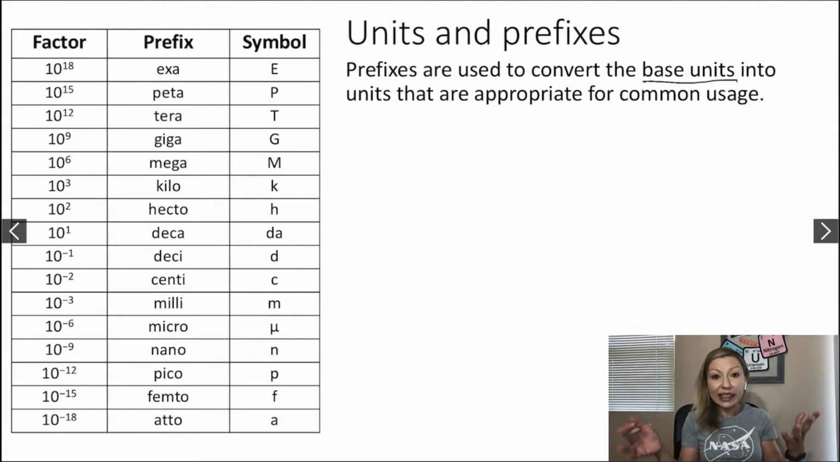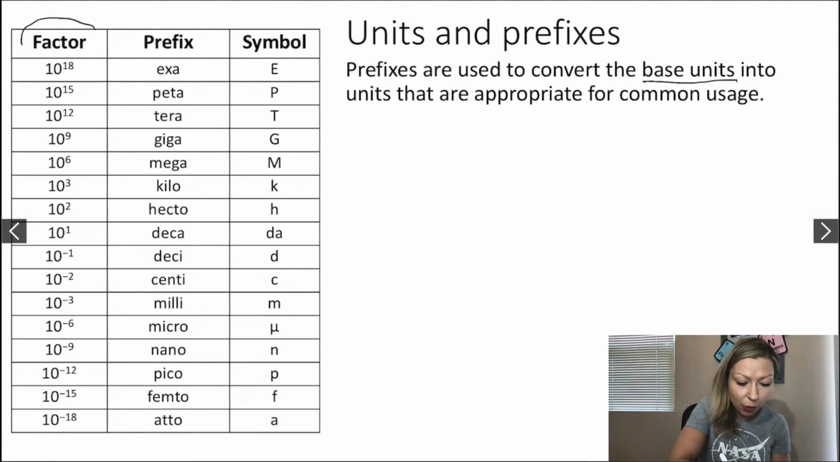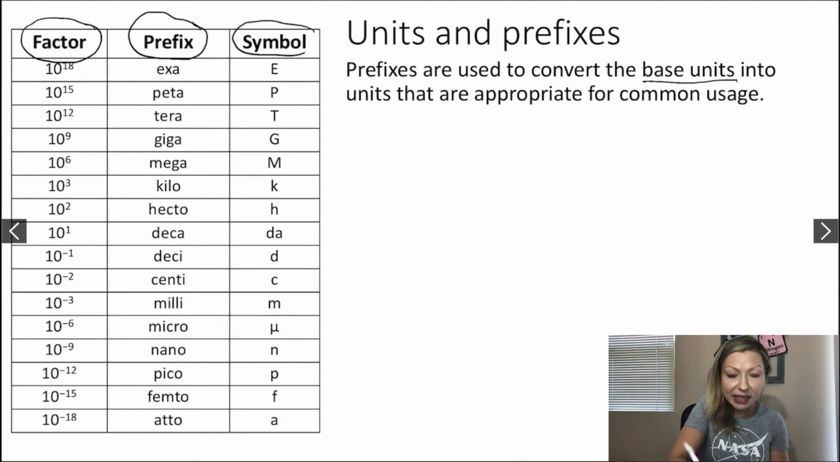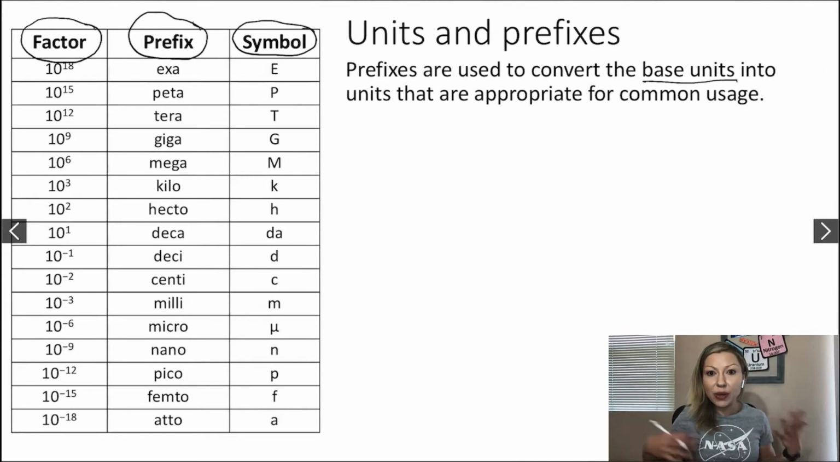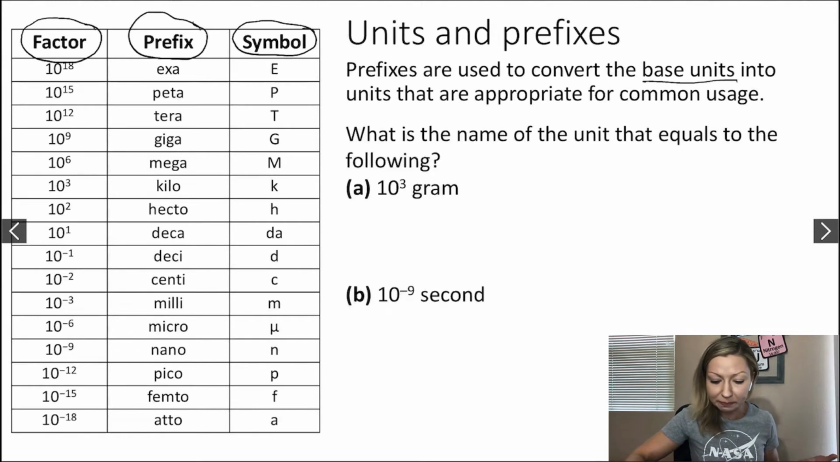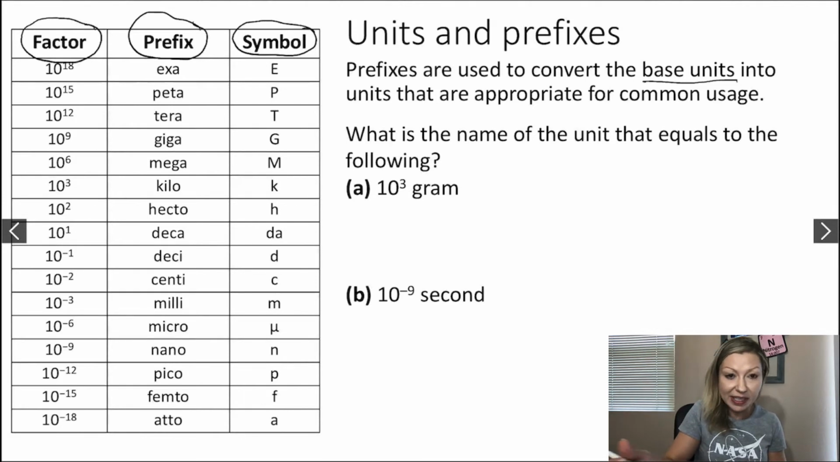So to find the appropriate number and the appropriate unit, we have to use these different prefixes, okay? So here we can see the conversion factors, the name of the prefix, and the symbol for it. So let's try to understand how this table works. Let's try to find the name of the units that equal to the following that is given to us.